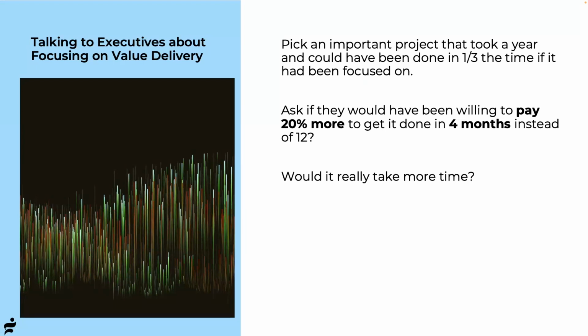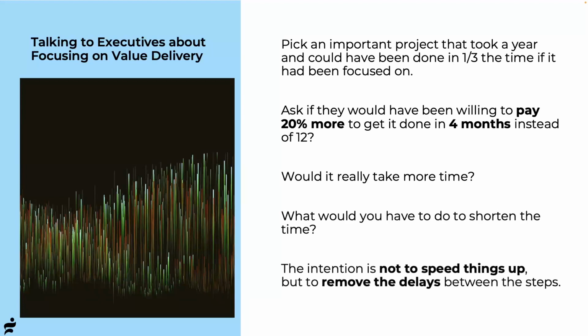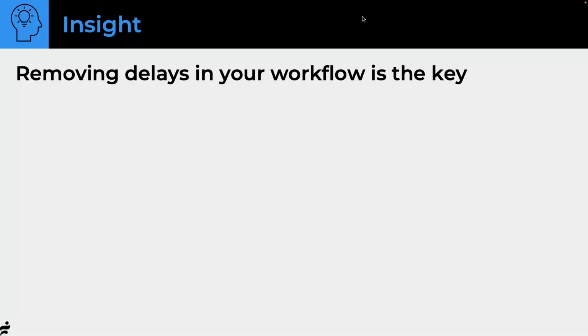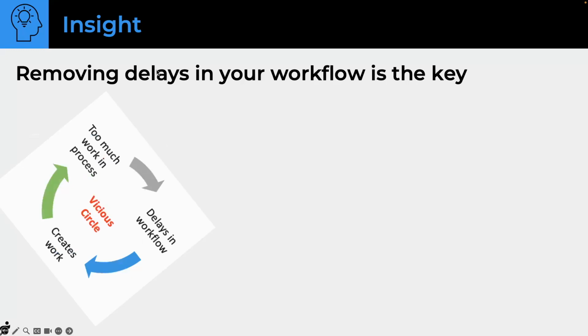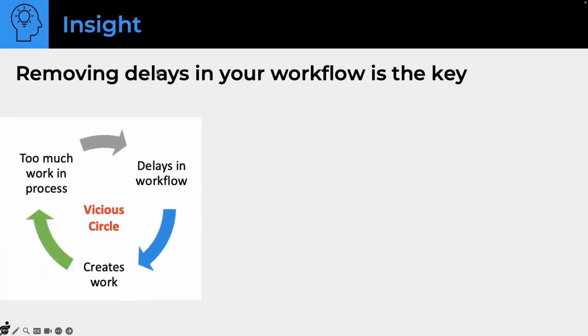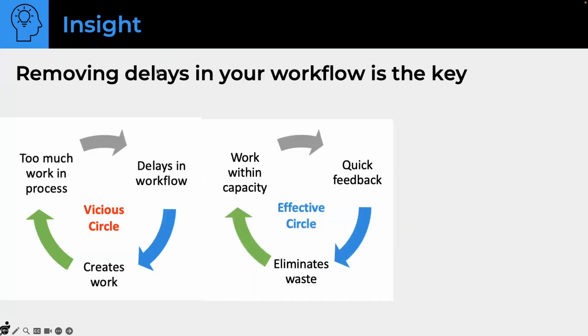So if we focus on them, yeah, we might lose some time by having the focus and not everybody's fully utilized. But we eliminate all this waste. It'll take less time because you have to work not on speeding things up, but on removing delays. This is a very important realization. Okay. So removing delays in your workflow is the key. Too much work in process causes delays in workflow, creates more work. It's a vicious cycle. What we want to do is get to work within capacity, quick feedback, eliminate waste.